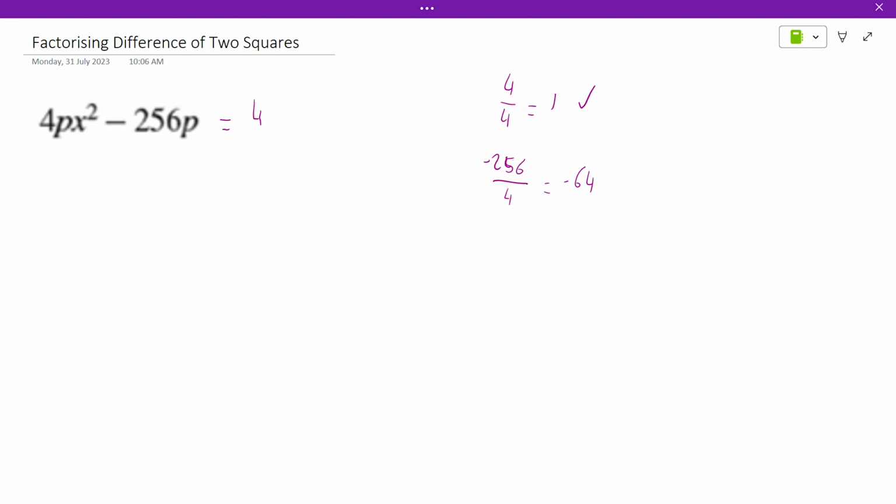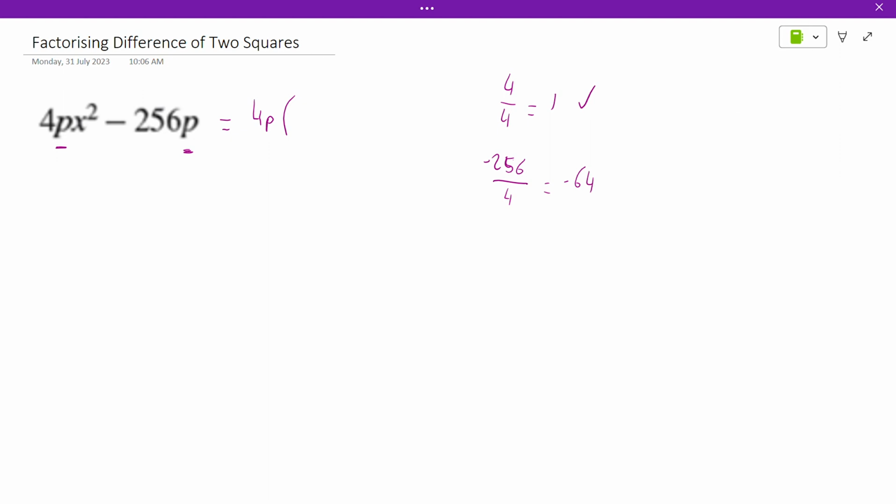And then in terms of letters, there's also a factor. So you can see there's p in the first term, just over here. And there's also a p in the second term. So p is going to be a common factor for both. So let's bring out 4p outside of the brackets.